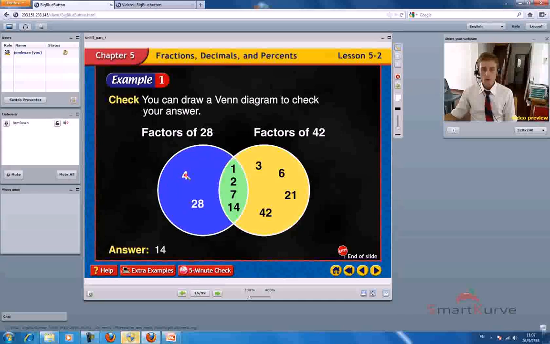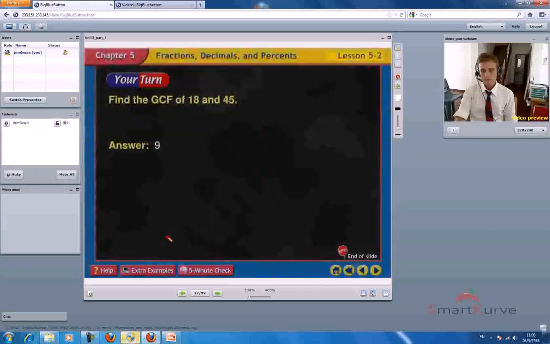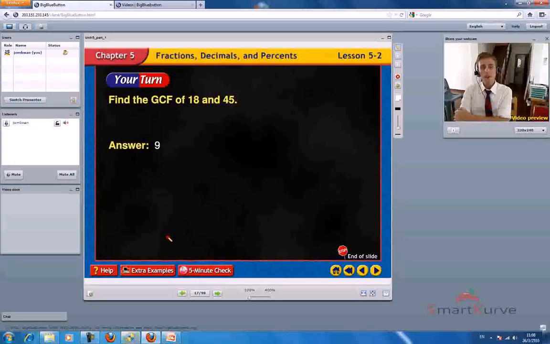You can also draw a Venn diagram to check your answer. Put the factors of 28 in this circle, 4 and 28. The factors of 42 in this circle, 3, 6, 21, 42. The factors of both in the overlapping part, 1, 2, 7, 14. The largest number is 14.